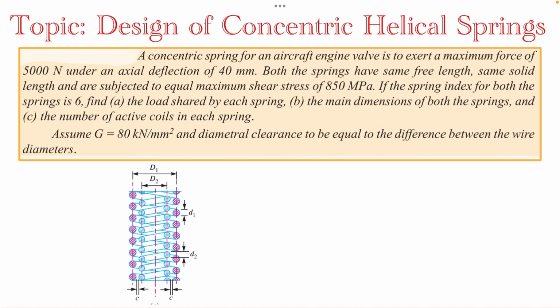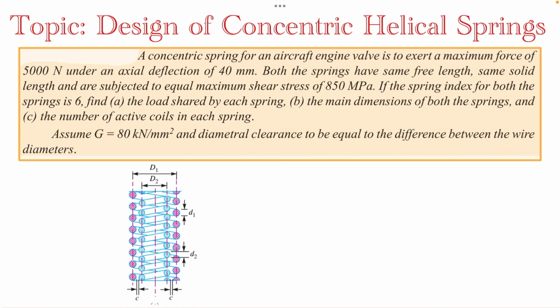Here we have two sets of helical springs which have a common center or common axis, which makes it a concentric helical spring, and we need to analyze these springs based on the given criteria. Here the two coils will be wound in opposite directions to eliminate any tendency to bind, and here we have the terminologies.